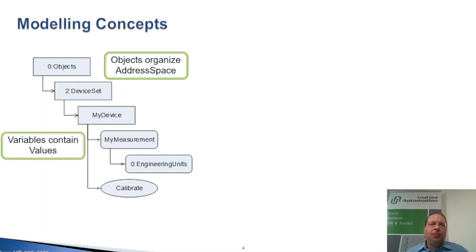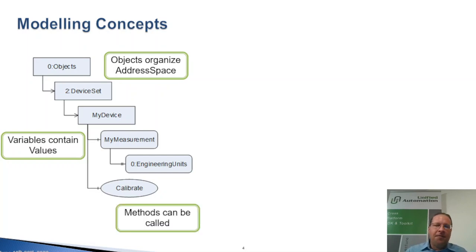As soon as I want to get to some values, I have to use a variable which I can access, and here, for example, I have my measuring value represented by that variable. We have methods like the calibrate method, which can be called. This is about the instances.